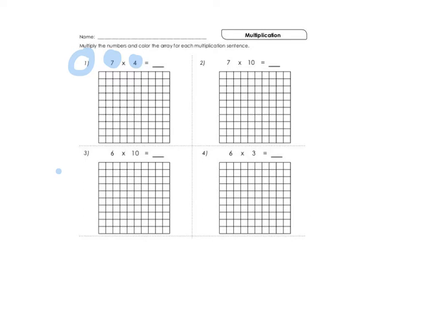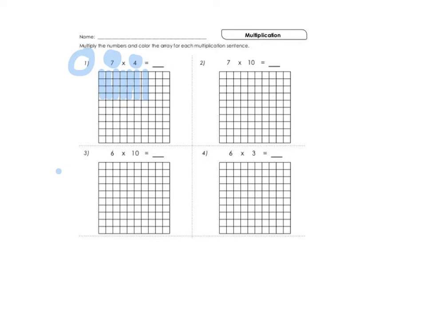First, let's start with 7 groups of 4. And I'll do that in blue. So 7 groups of 4 would be 1, 2, 3, 4. Okay, that's one group, 2 groups, 3 groups, 4 groups, 5 groups, 6 groups, 7 groups. That would be one way that I could draw this array. That would be a correct way to do it.